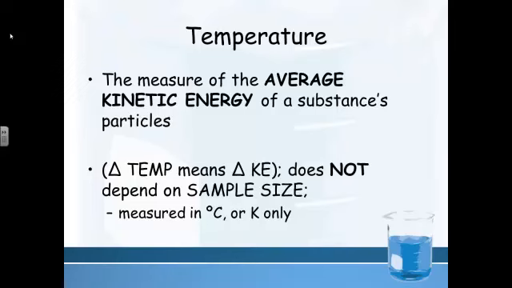A change in temperature means a change in kinetic energy. If I increase the temperature, particles will move faster, collide more, thus increasing their kinetic energy. If I decrease the temperature, it means particles will slow down, come closer together, collide less, and decrease the kinetic energy. Kinetic energy does not depend on the size of a sample.